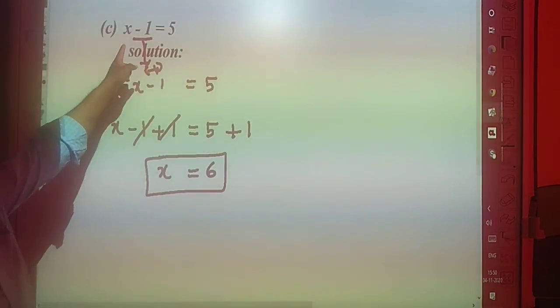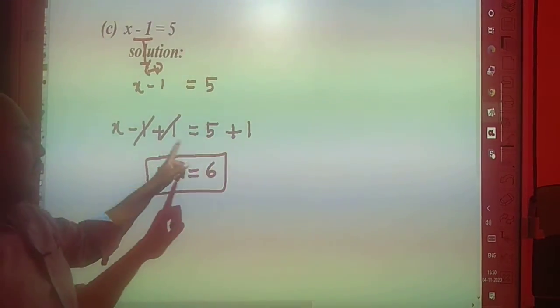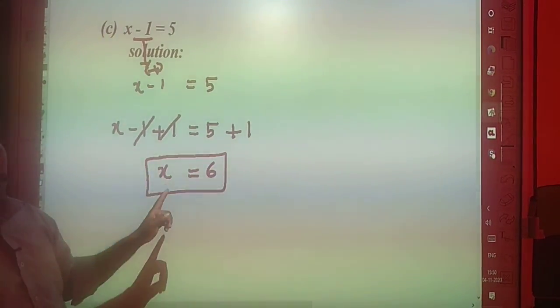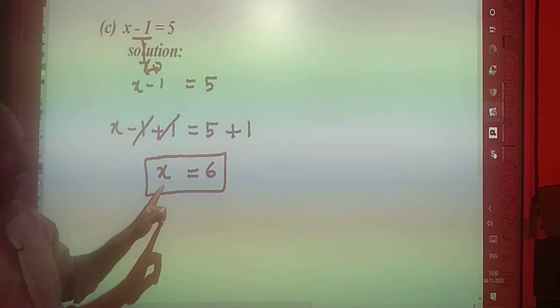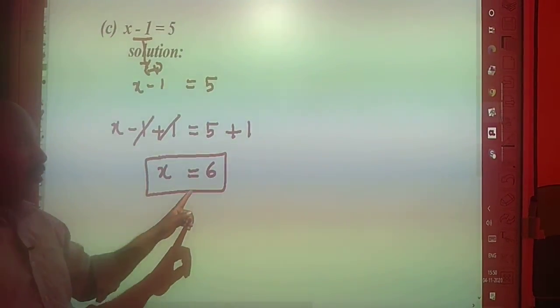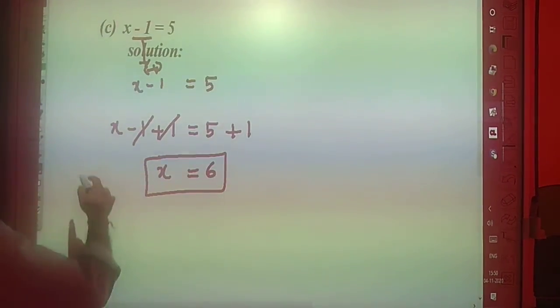Listen here. X minus 1 is there, so we take plus 1 on both sides. X minus 1 plus 1 is equal to 5 plus 1. Minus 1 plus 1 is cancelled. Remaining x is equal to 5 plus 1 is equal to 6. The x value is equal to 6.